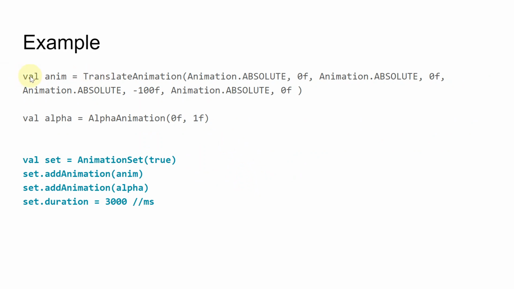Okay, let's take a look at this example. I have two animations. The first is a translate animation from 0 to minus 100f, and the second is an alpha animation from transparent to solid. We group both animations into a single set like this, and then we set the duration. We can play it, and the object will fade in and also move to minus 100f together at the same time during 3 seconds.